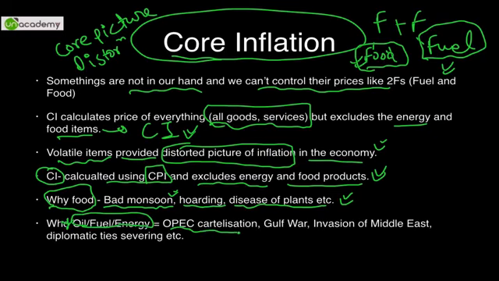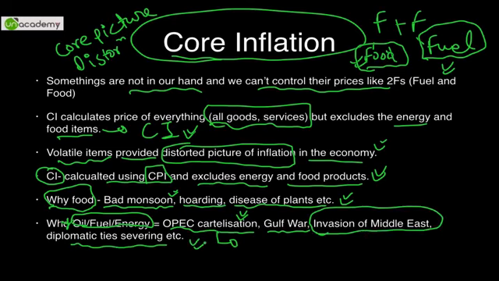Because of OPEC cartelization. What do you mean by cartel? There are cartels, we can create a semi-monopoly type of thing. So you can also call them an oligopoly. They can decide the prices among themselves. Then a Gulf War like situation, or invasion of the Middle East by some powerful nations, or diplomatic ties being severed. So this will all lead to fluctuations in fuel or energy prices. That is why we exclude them in the core inflation calculation.